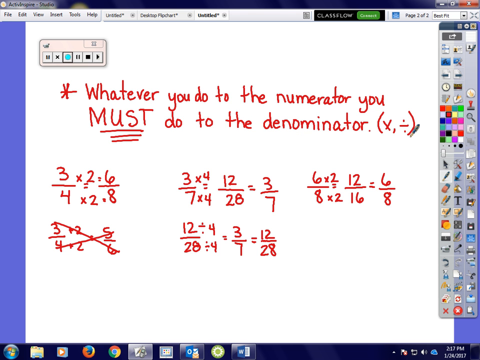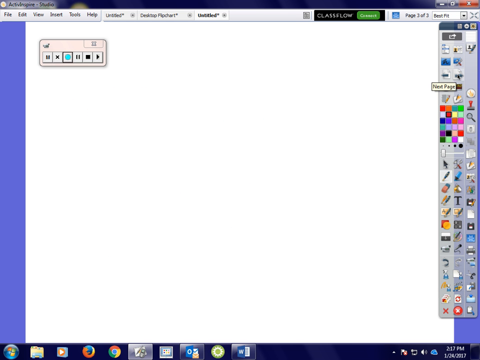Okay, your keyword today is going to be floor. Keyword is floor. Okay, let's do a couple of practice problems. So what I would like you to find the equivalent fraction for is 4/5. 4/5 is equivalent to what? Now, like I said, you're all going to have different answers. So you come up with an answer that is equivalent to 4/5 and then restart the video.